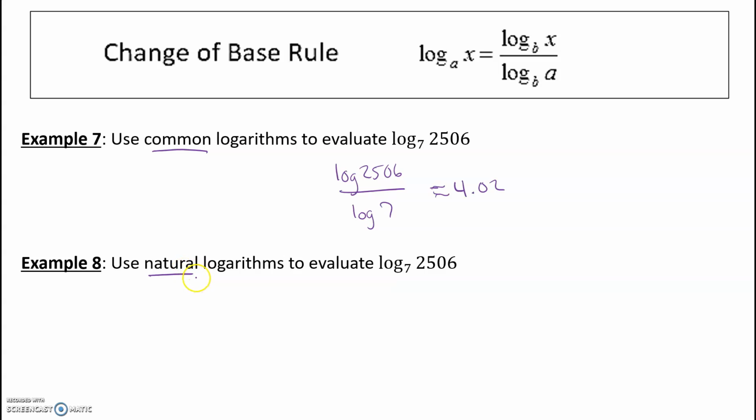Now this one says do it with natural logs. So again, you get to choose your base. That's why it's called change of base. You could choose to have a base of e if you wanted to. You could use those natural logs. So natural log of 2,506 divided by natural log of 7, and you should get the same exact answer. You should still get about 4.02. So change of base lets you change it to a base that's more convenient for you. My advice is to change it to one that's on the calculator, either a base 10, a common log, or a natural log.